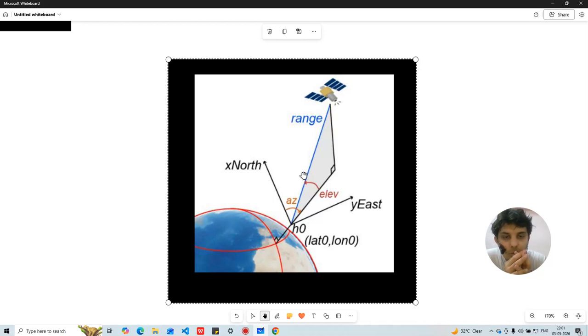Well, I do get the point. What is azimuth, elevation and range? How high you need to look, how left or right you need to look, and how far you need to look. Azimuth is how left or right you need to look. Elevation is how up or down you need to look, and range is the actual distance.